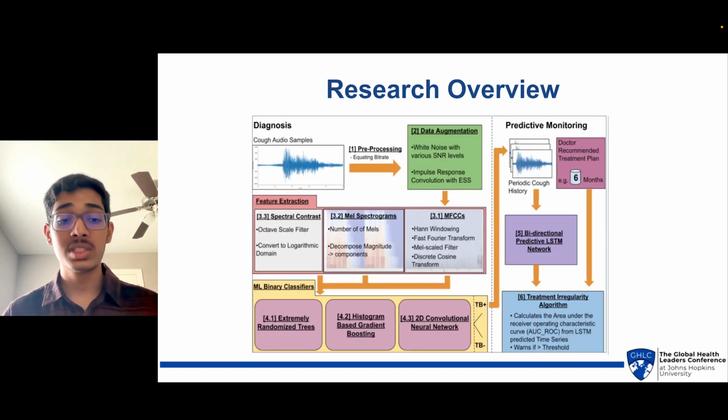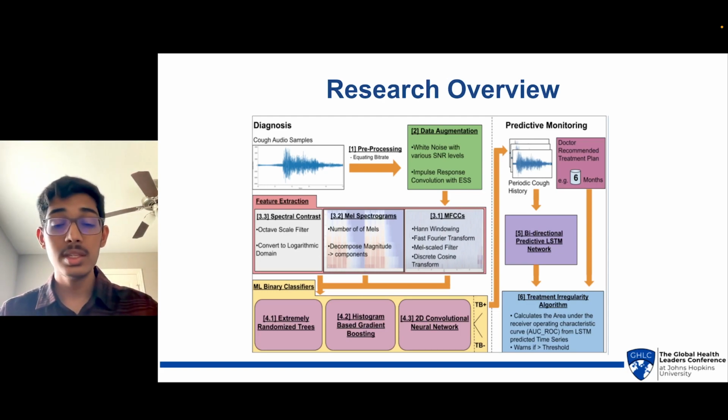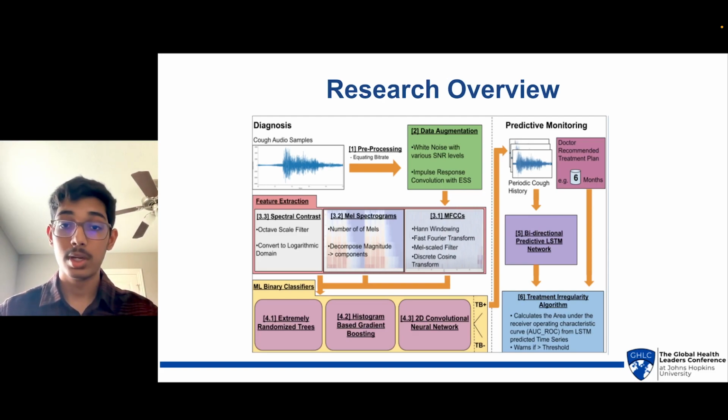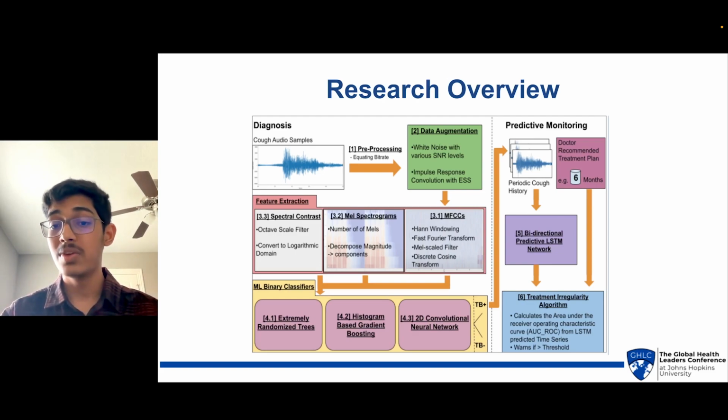The next step was the binary ML classifier. In this step, after testing various machine learning models, I chose a two-dimensional convolutional neural network. The next process would be predictive monitoring. So if the patient is TB positive, the periodic cough history, which includes the frequency, the confidence, and the timestamp, will be fed into a bidirectional LSTM, which is a long short-term memory neural network.